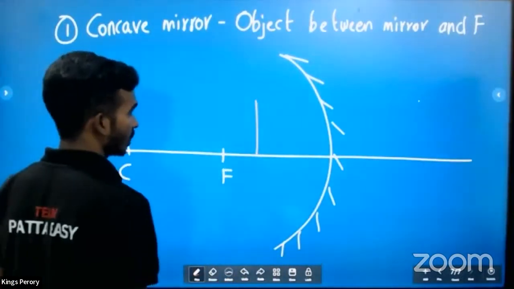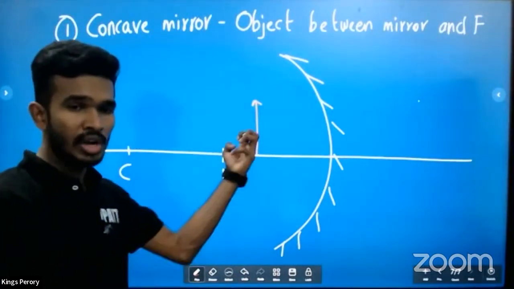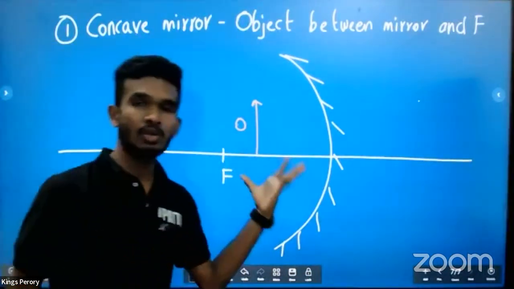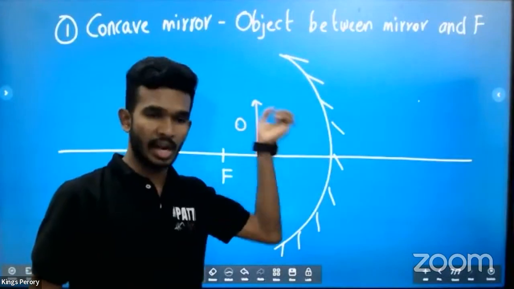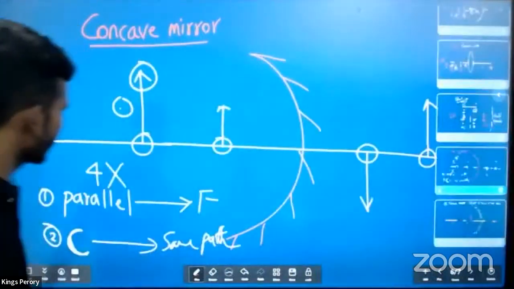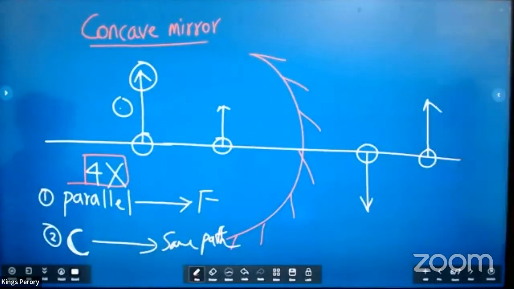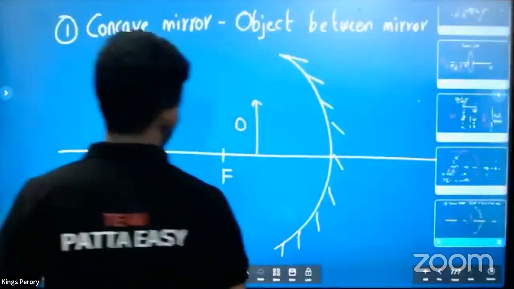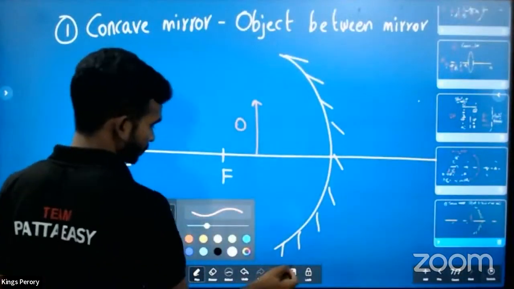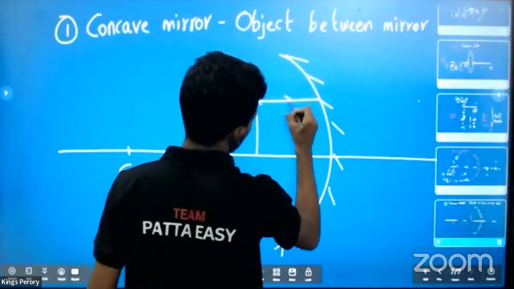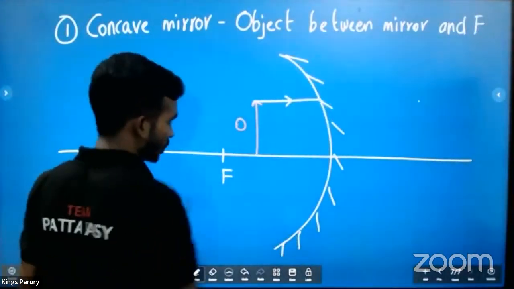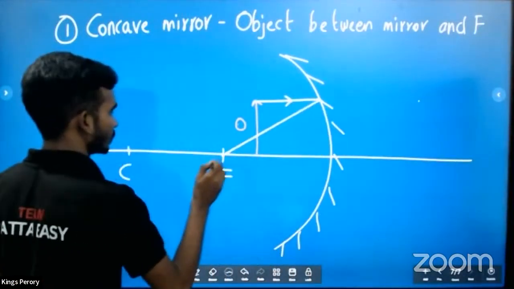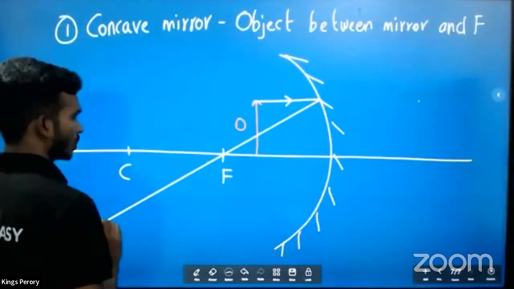The foot is always on the principal axis, so you don't need to worry about the foot. Object's foot is always on the principal axis. We only worry about the head. From the head, two light rays are sent, except in the fourth ray diagram. One parallel ray will reflect and go through the focal. If I draw and show you all, there you go. One light ray parallel to the principal axis will reflect and go through the focal. There you go.